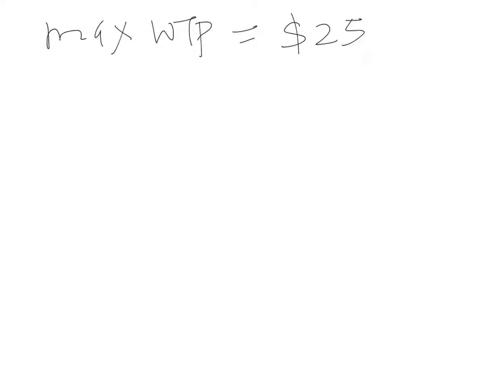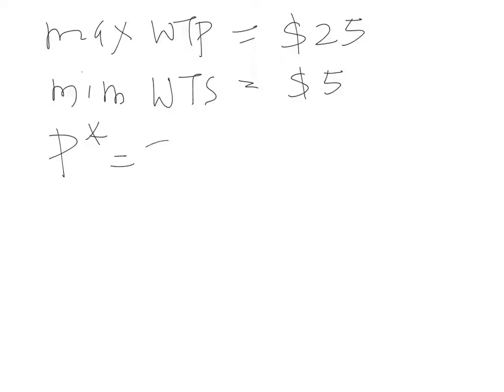$25, and the producer of these pairs of shoes also has various willingness to supply these shoes. Let's say the minimum would be $5. So the minimum willingness to supply $5. Let's assume that the equilibrium price is $10, and let's assume that the equilibrium quantity is 100 units.